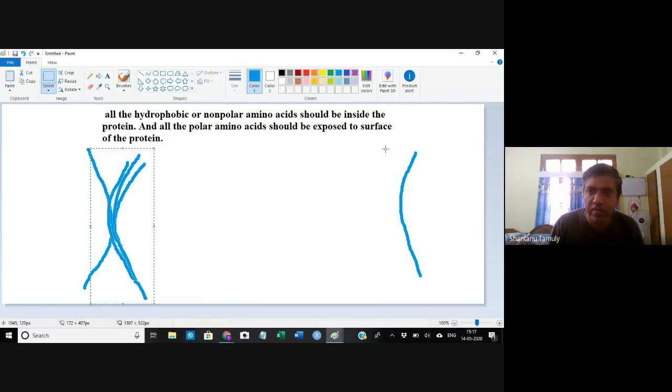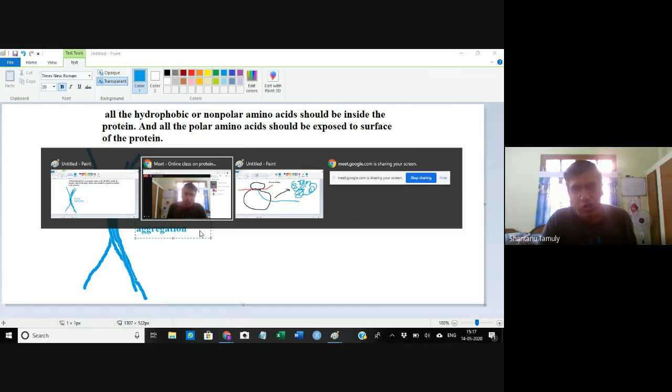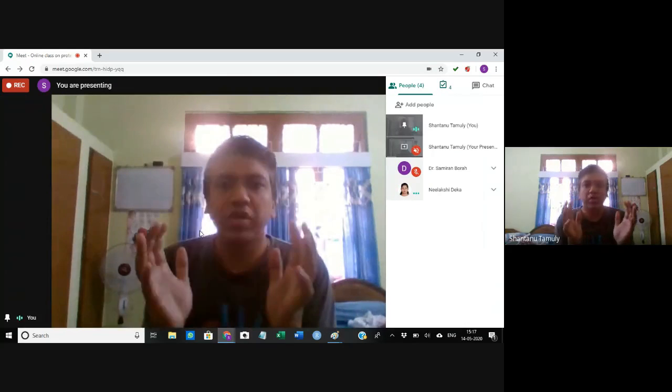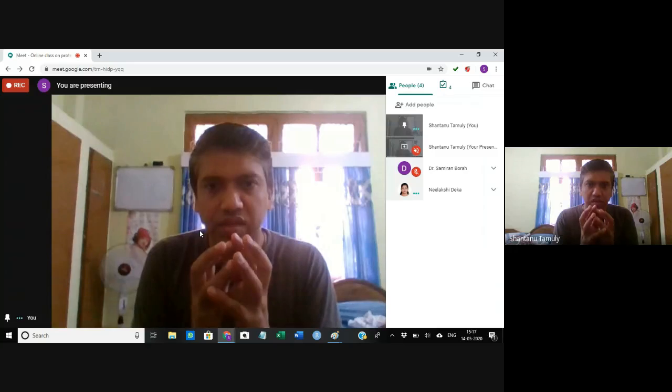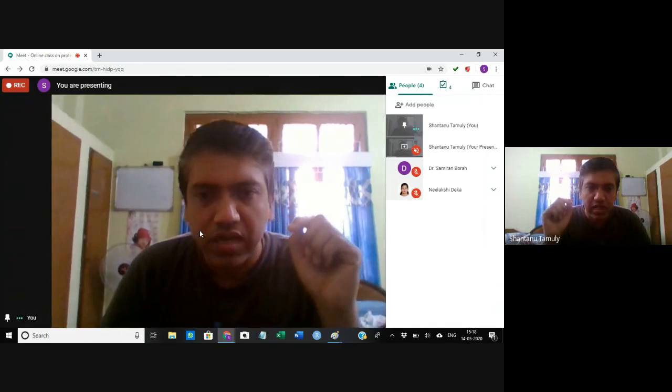Join like this. Okay. So this is what is called protein aggregation. The proteins aggregate through their hydrophobic part. Now, what is the problem with this kind of protein aggregates? In the microscope, you will find them as inclusion bodies.